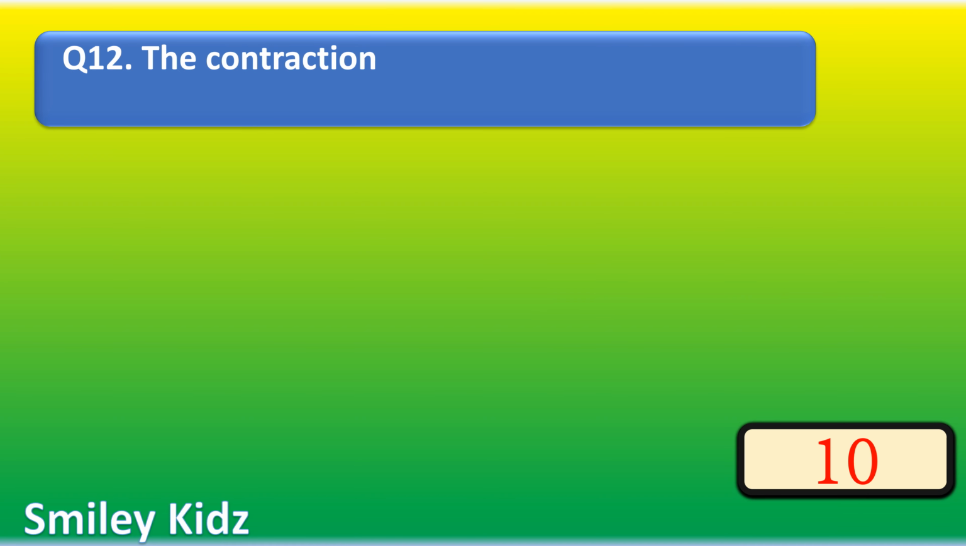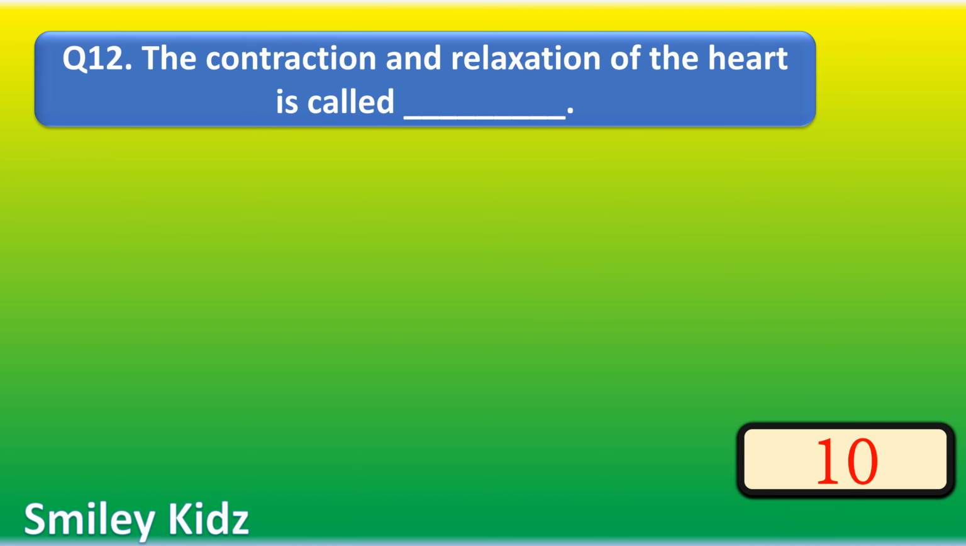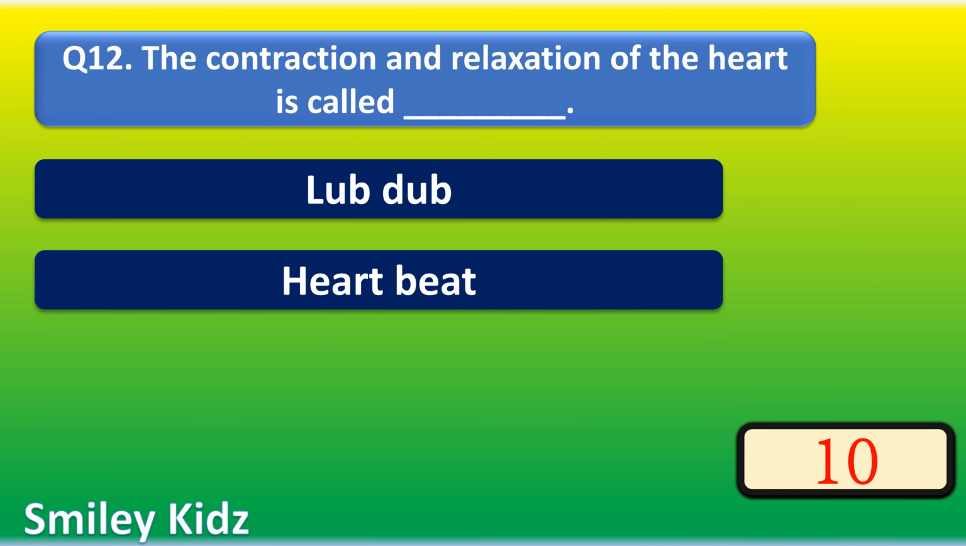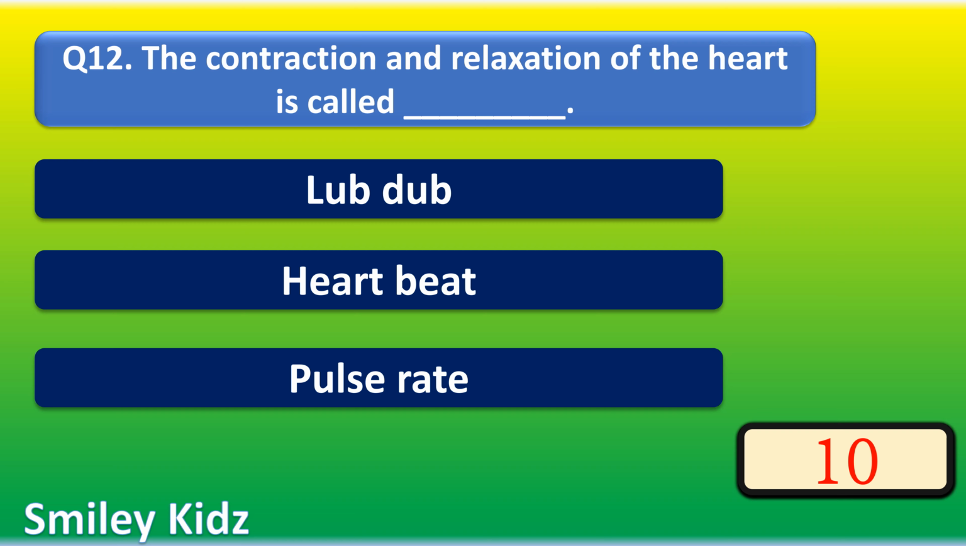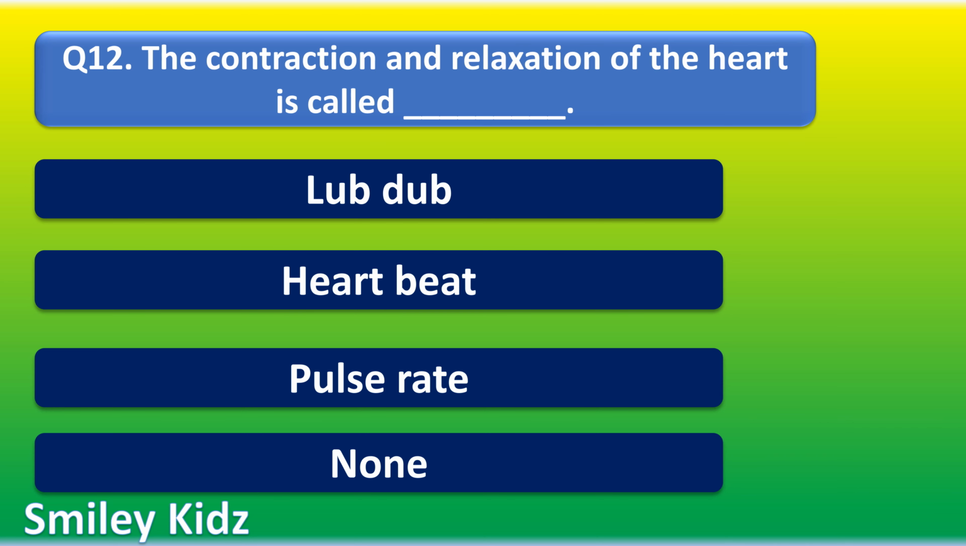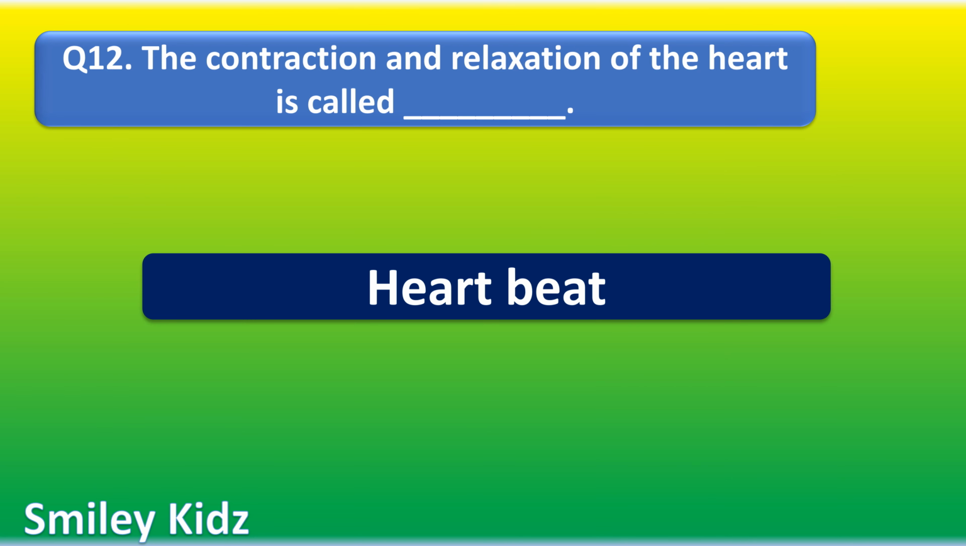Moving to question number 12. The contraction and relaxation of heart is called dash. Option A lub dub, option B heartbeat, option C pulse rate and option D none. Your time starts now. Your time is up. And the right answer is heartbeat. The contraction and relaxation of the heart is called heartbeat.